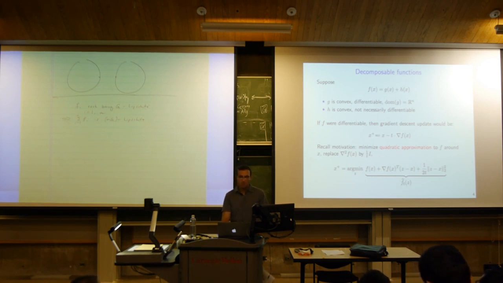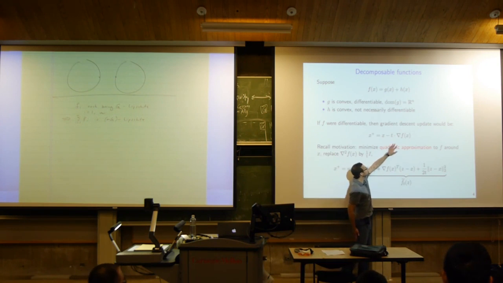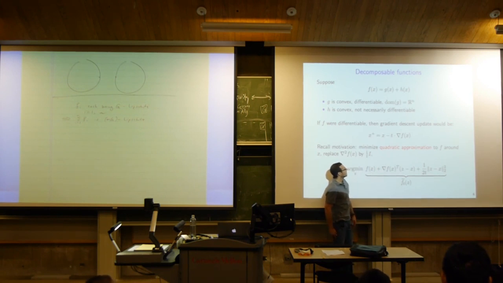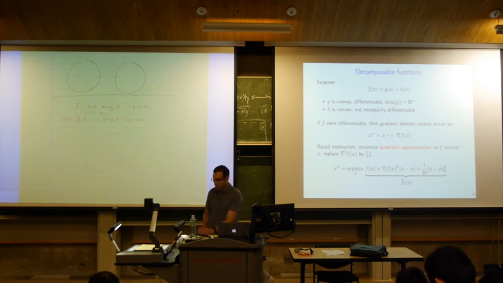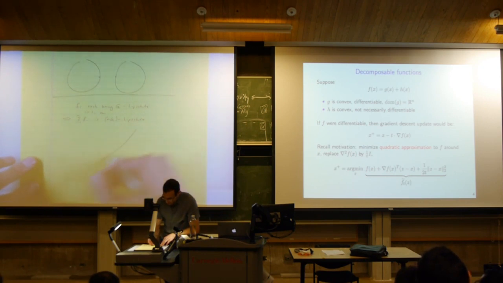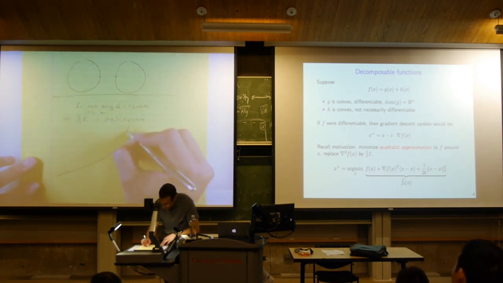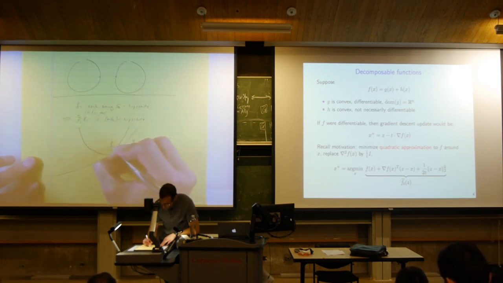Okay, so let's remember one way that we saw to motivate the gradient descent updates. If f were differentiable, then with gradient descent, we'd move in the direction of the negative gradient over and over again to get our next point, which I'm calling x plus. And one way we motivated that was through a quadratic approximation to f around x, where we replaced the Hessian by just a scaled version of the identity. So suppose this is the point x, and we took a quadratic approximation like this, and I'm calling that f tilde t.